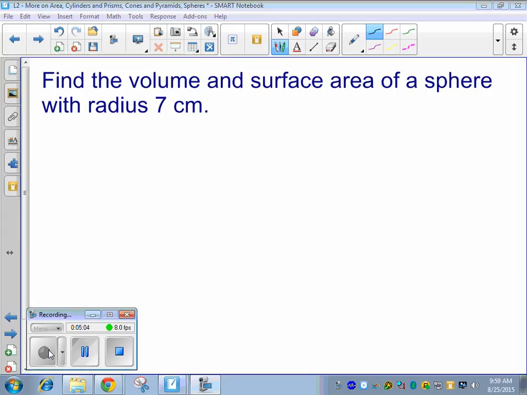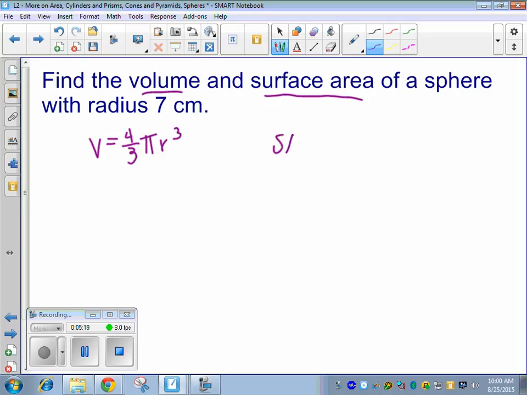And now let's find the volume and surface area of a sphere with a radius of 7. So volume of a sphere and surface area of a sphere. So same formulas that we just did. So as you can tell, you're definitely going to want to memorize these. Okay, this one's really easy. We're just going to plug in 7.